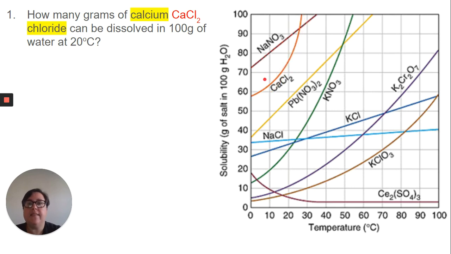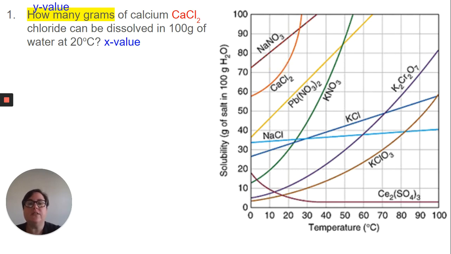Next, I'm focused on the other given information, which is 20 degrees Celsius. Now, temperature is our X value. So when I look at this curve, my X value is 20 degrees Celsius. What the question is asking us for is how many grams. So it's asking us for the saturated point, how much can be dissolved at 20 degrees Celsius for calcium chloride. So we're looking for the Y value.